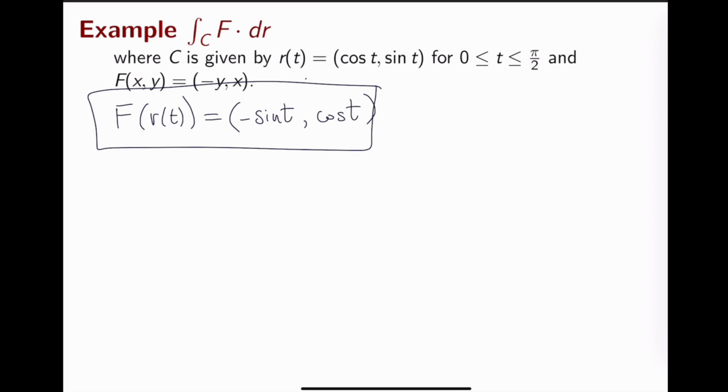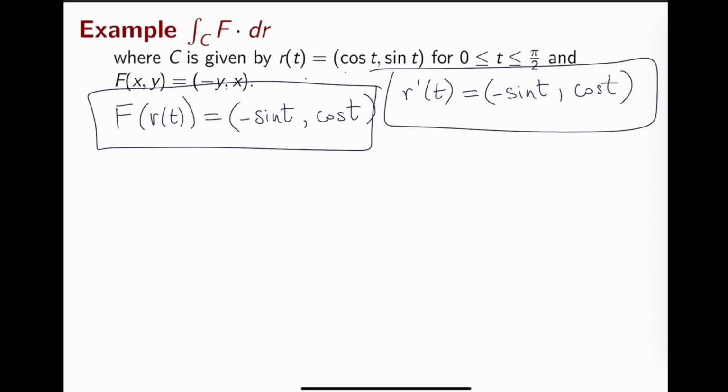And this is the first of the vectors that we need for our dot product. The second one is going to be just the derivative of the curve. So let's calculate the derivative of the curve. The derivative of cosine is minus sine, and the derivative of sine is cosine. Okay, so we have already the other vector that we need in order to do the dot product.